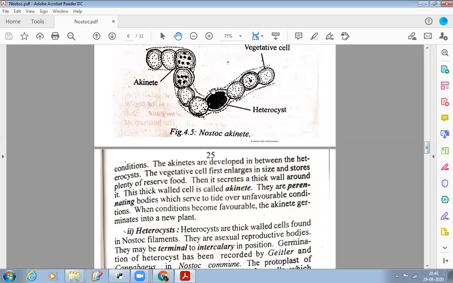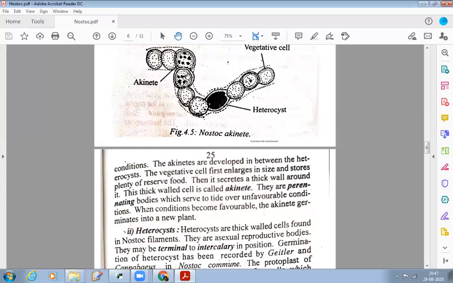This is the vegetative cell. Before converting into an echinite, it will enlarge in size and store plenty of reserve food material. This will be used during the unfavorable condition, to survive the unfavorable condition, and it can successfully come over the unfavorable situations. Then it secretes a thick wall around it, and the thick wall is called the echinite.